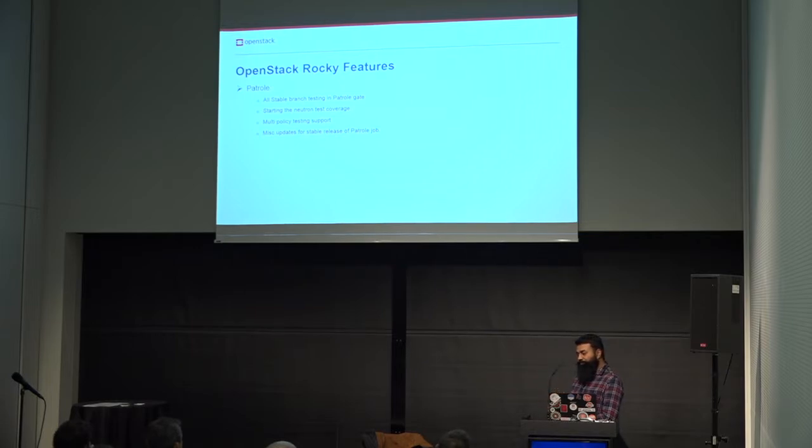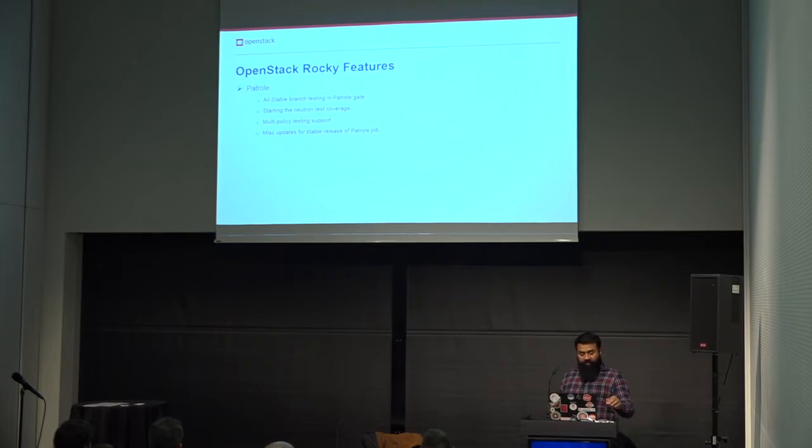That is helpful because when we test stable branch things on Patrole master, we make sure that no project has changed the policy in a backward incompatible way from the previous release. If they do that, a Patrole test case is going to fail on that job, so we can capture it immediately. And we started Neutron test coverage. Neutron policy is really complicated in terms of the documentation and all, but we started the Neutron policy test coverage also. It is not completed.